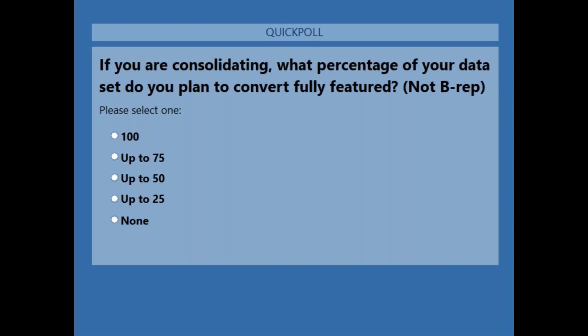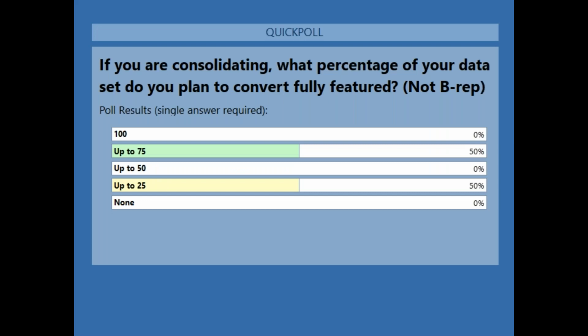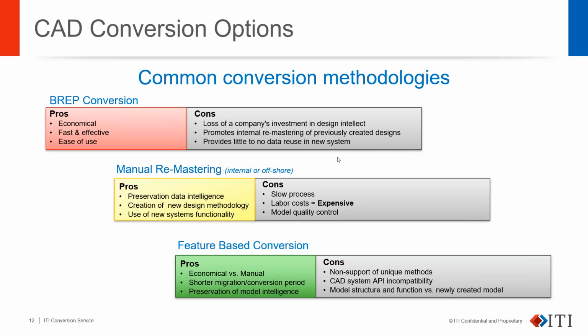All right, so we're going to go ahead and pull it back. And it looks like we have up to 75 is 50% and up to 25 is 50%. Okay, that's interesting to hear. It's good to hear that people aren't looking for 100%. As I've mentioned before, that can be quite difficult to achieve. So yeah, I would say that's pretty common.